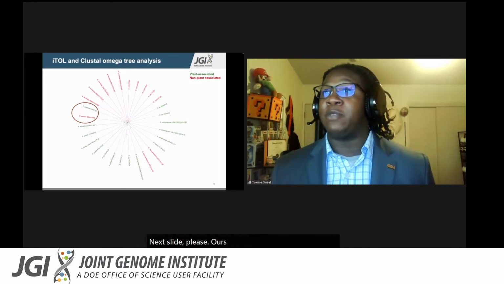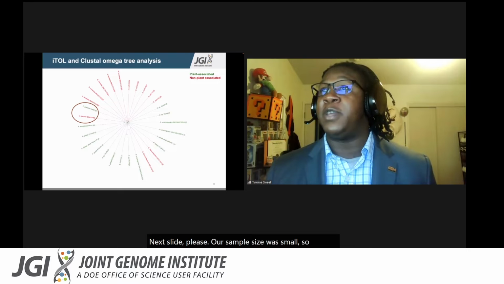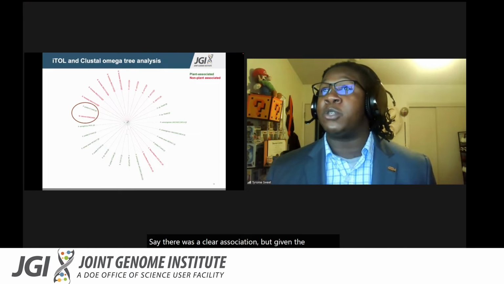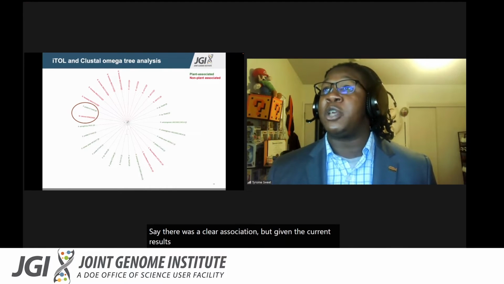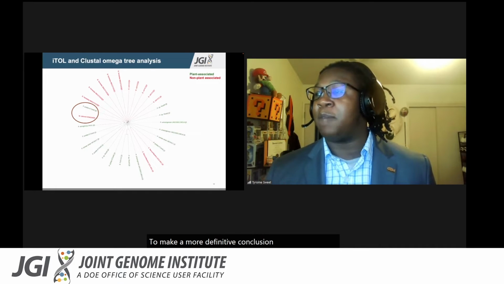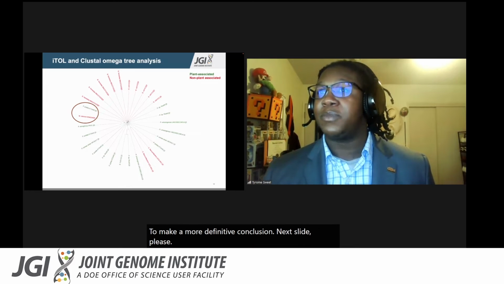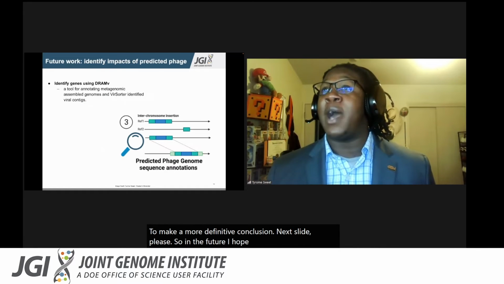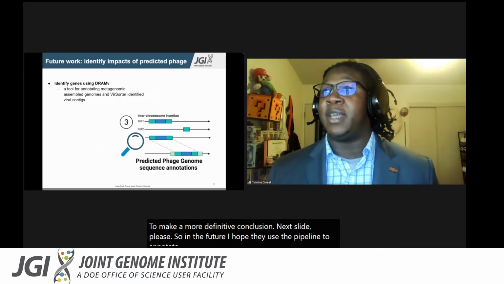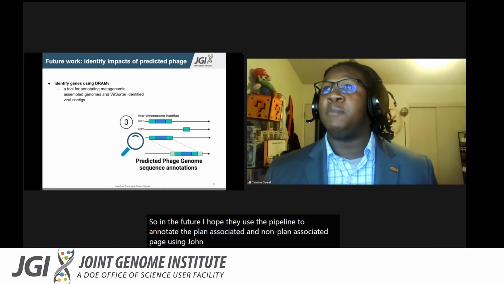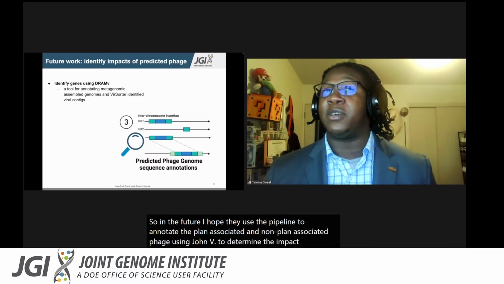Our sample size was small, so we can't definitively say there was a clear association, but given the current results, we can use a larger sample size and annotate the viral signatures to make a more definitive conclusion. So in the future, I hope to use the pipeline to annotate the plant-associated and non-plant-associated phage using DRAM-v to determine the impact of phages in each of their hosts.